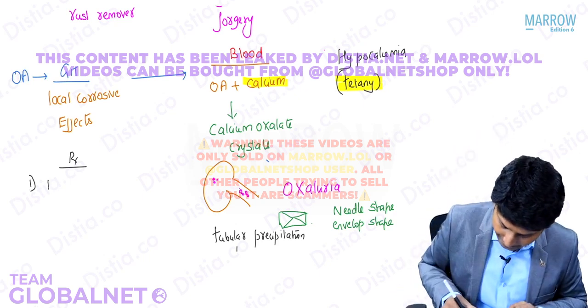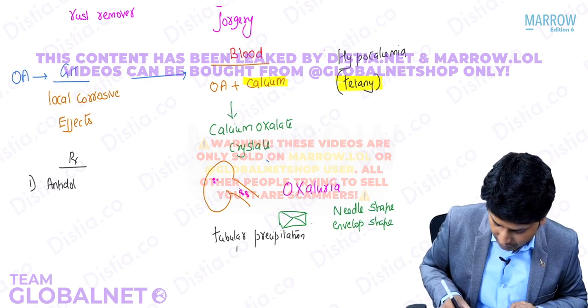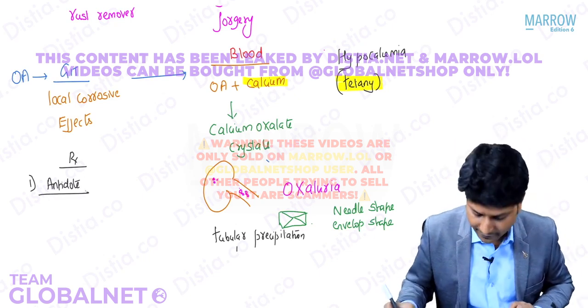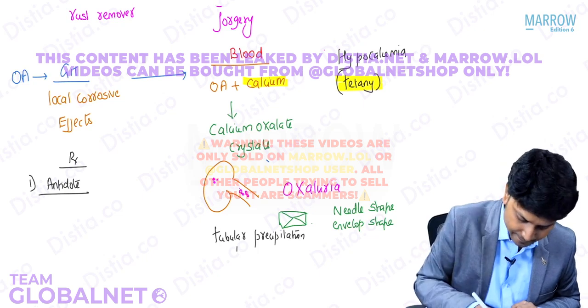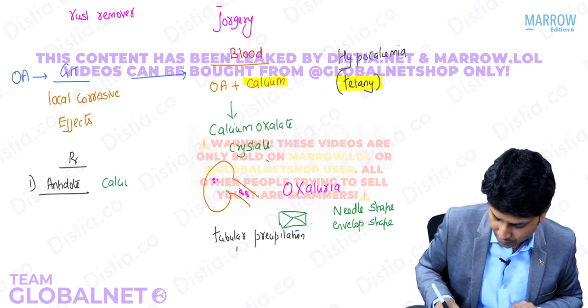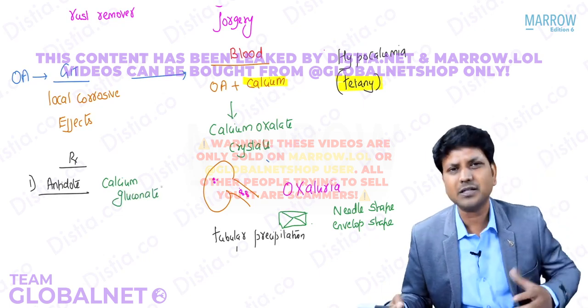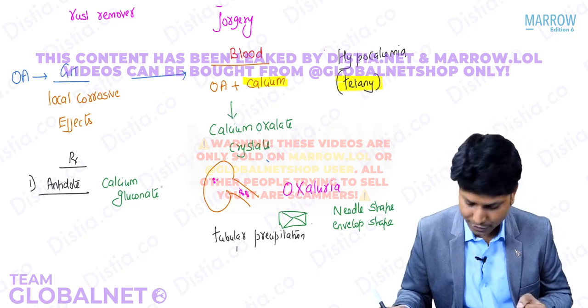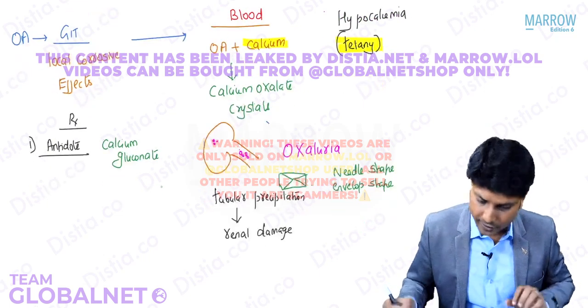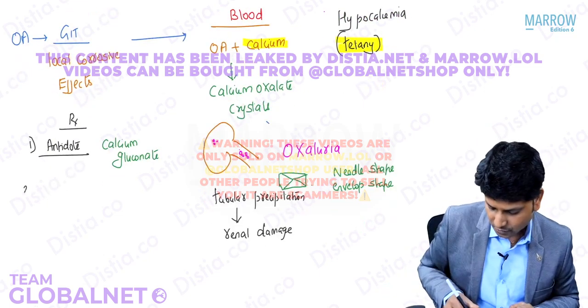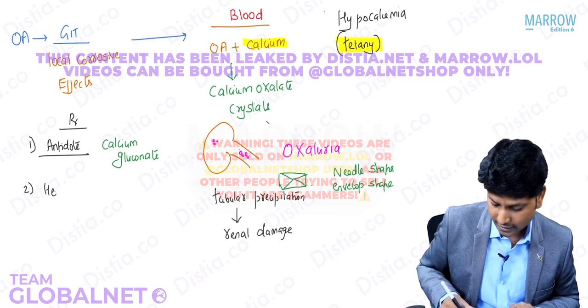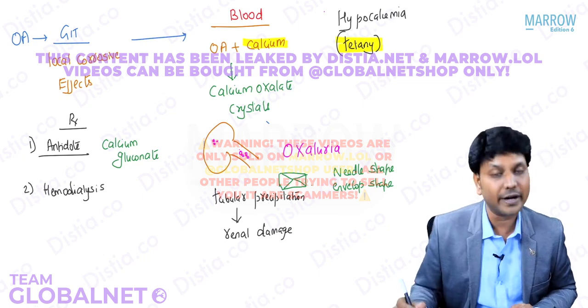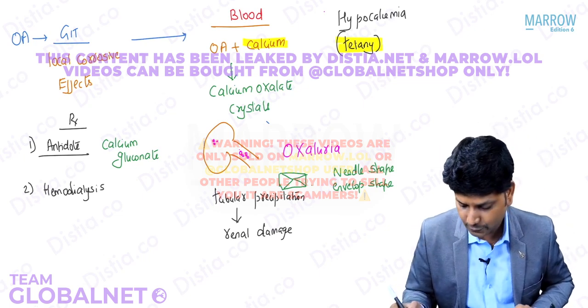What is the most important antidote that you have to give? The most important antidote here is calcium gluconate. That is very, very important because the patient is presenting with hypocalcemia. Not only that, you can also give hemodialysis if it is a severe poisoning. And if the patient is presenting with renal toxicity, you have to address the renal toxicity as well.